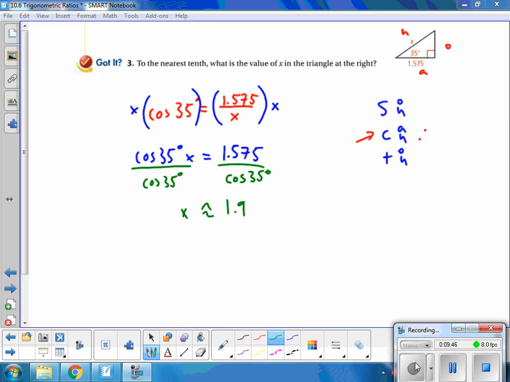All right, let's take a look how you did on this one. Again, I found cosine of 35 degrees equals 1.575 over x. I had to work through it to end up taking and doing 1.575 divided by the cosine of 35 degrees, setting my calculator to degree so I could use that.